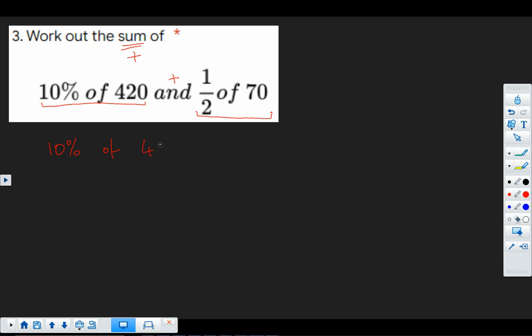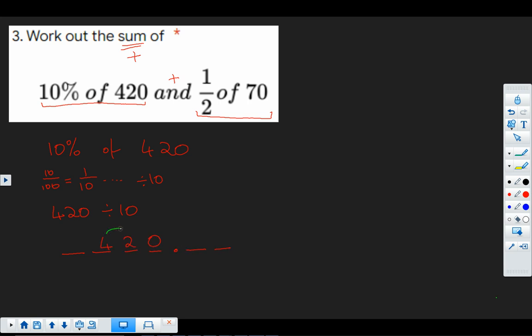10% of 420. This is one of our key skills. 10% is 10 out of 100, which simplifies to 1 over 10. And so that tells us that what we are doing to find a tenth is to divide by 10. So what I want here is 420 divided by 10.